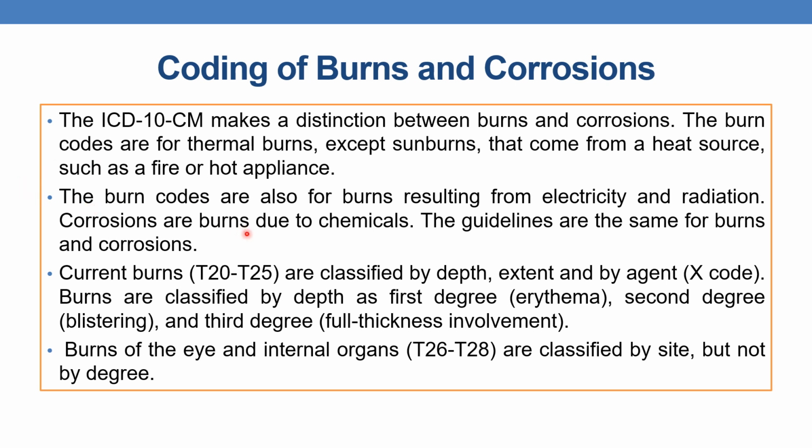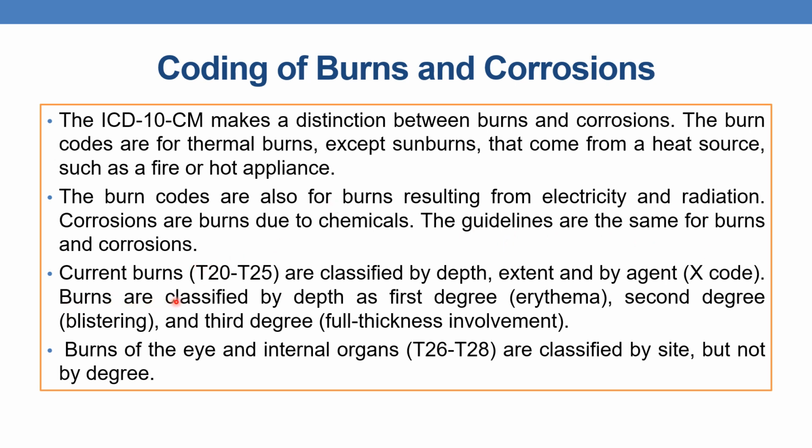Next, burn codes are also for burns resulting from electricity and radiation. And corrosions are burns due to chemicals. This is important. What are corrosions? Corrosions are burns due to chemicals, and the guidelines are the same for burns and corrosions.